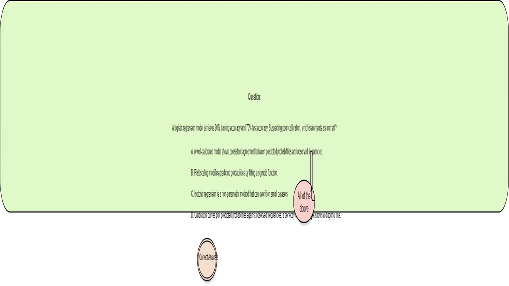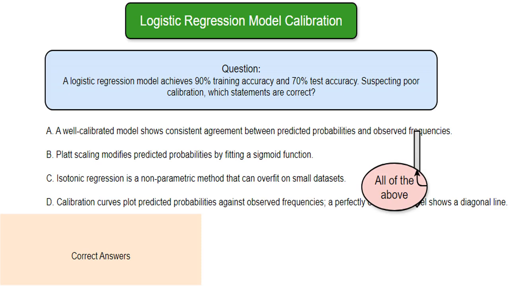A well-calibrated model means that there's a good match between what the model predicts and what actually happens. If the model says there's an 80% chance of something, you expect it to happen around 80% of the time. It's all about the model's predictions aligning with reality. This is the core idea behind calibration. All statements A, B, C, and D are correct descriptions of important concepts in model calibration.